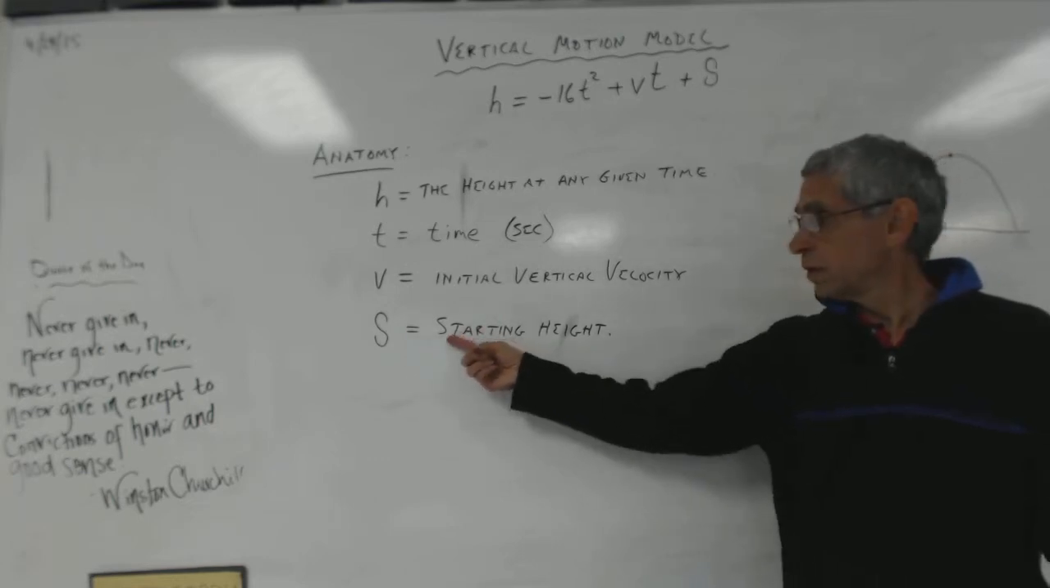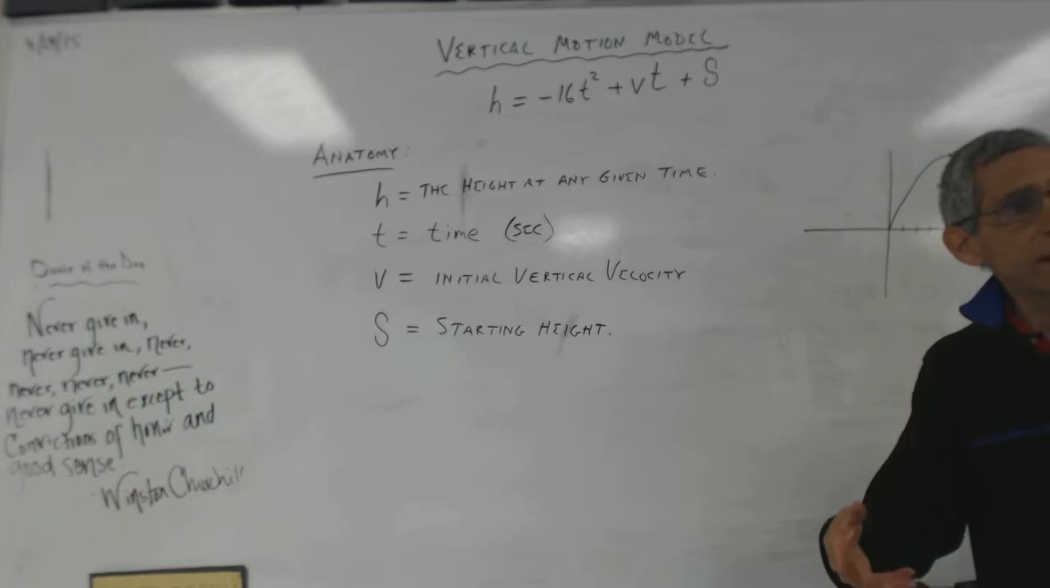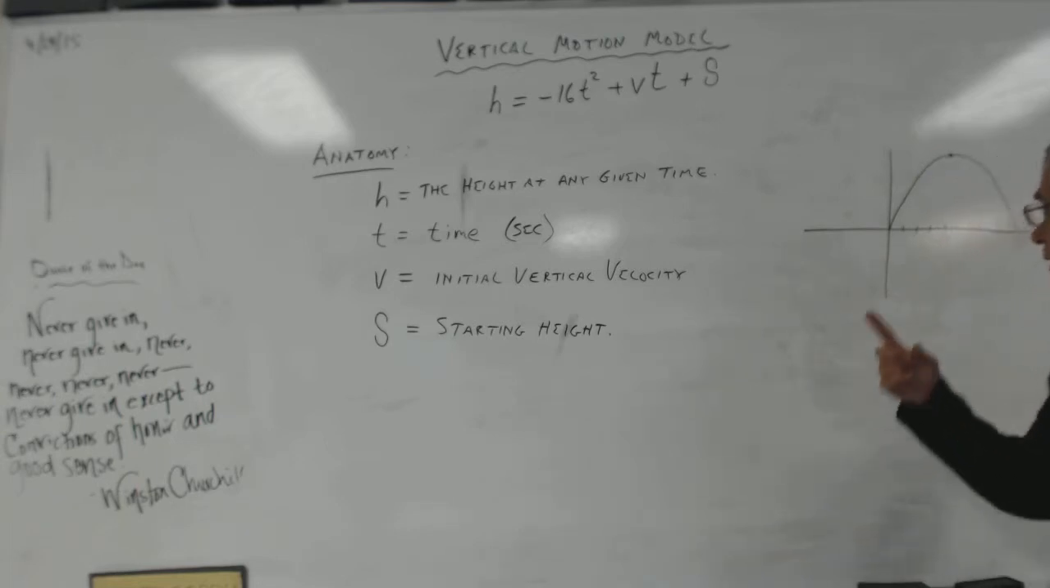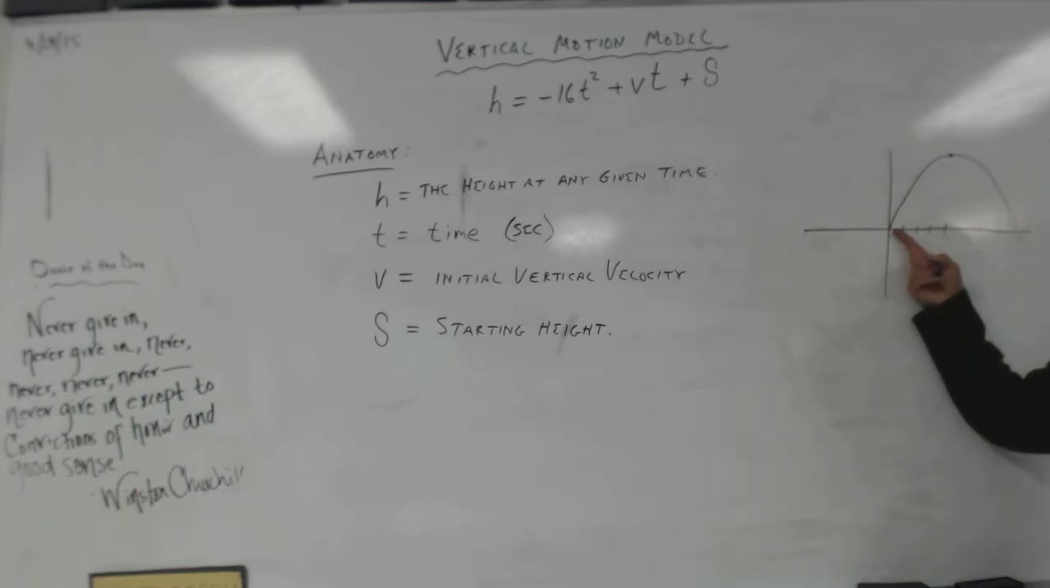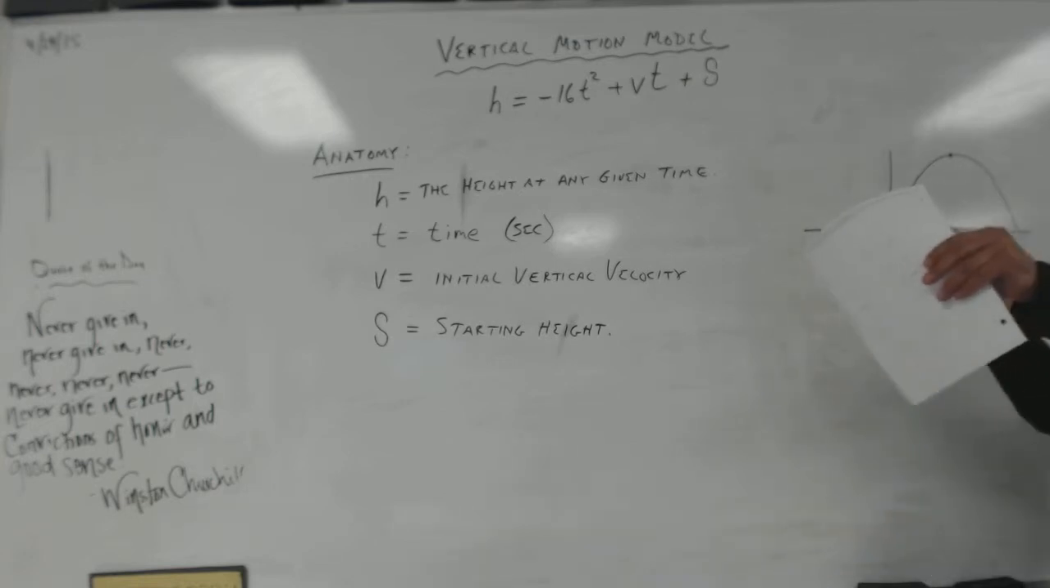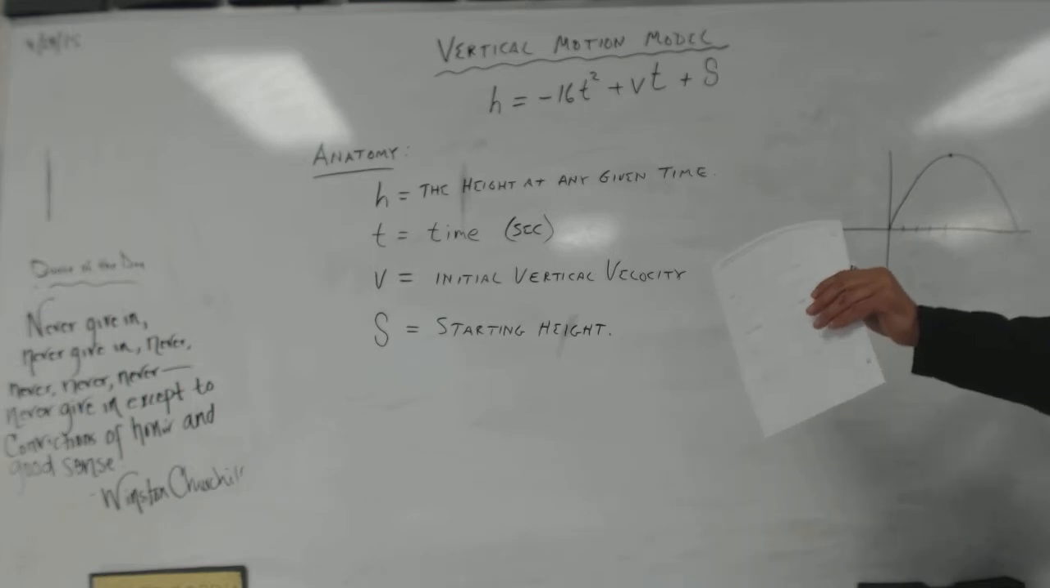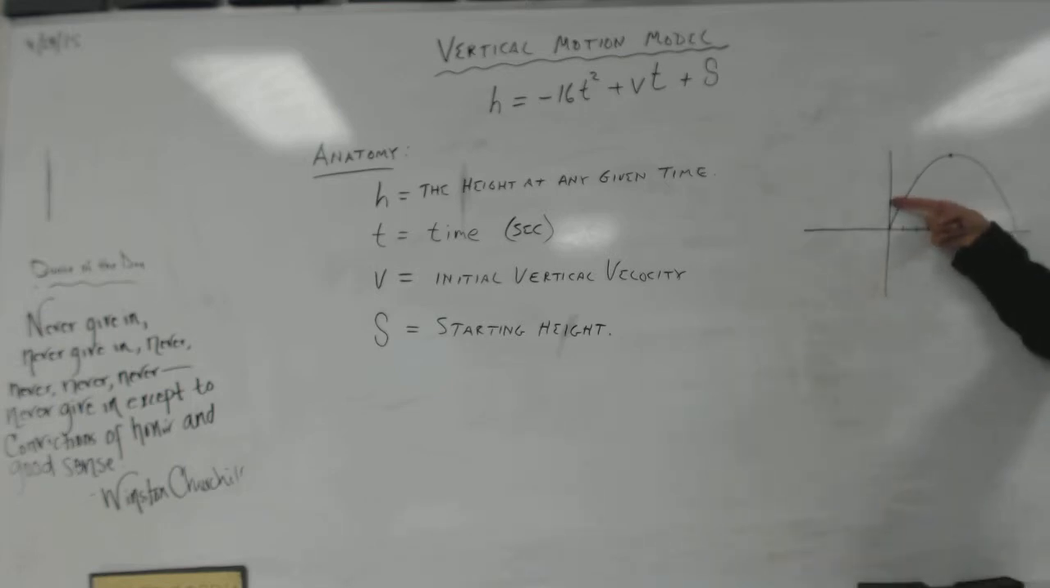So if I started on the ground, if I kicked a soccer ball from the ground, my starting height would be at 0. Does that make sense? Yes. If I'm shooting an arrow and the arrow is about 4 feet off the ground, my starting height would be up here at 4. Does that make sense? Right?